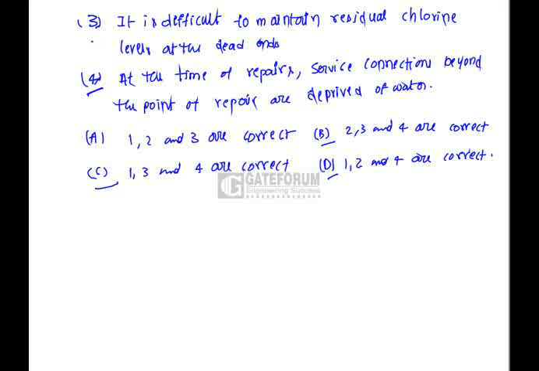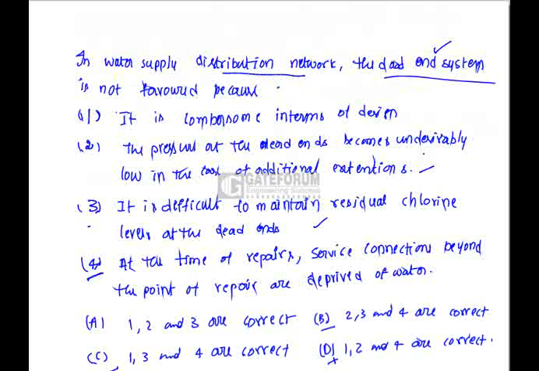So go to the third point. It is difficult to maintain residual chlorine level at the dead ends. It is very difficult to maintain the residual, so 3 is also correct. So it is going to be avoided. B and C. The pressure at the dead ends becomes undesirably low in the case of additional extensions. It is also true. So option B is correct.